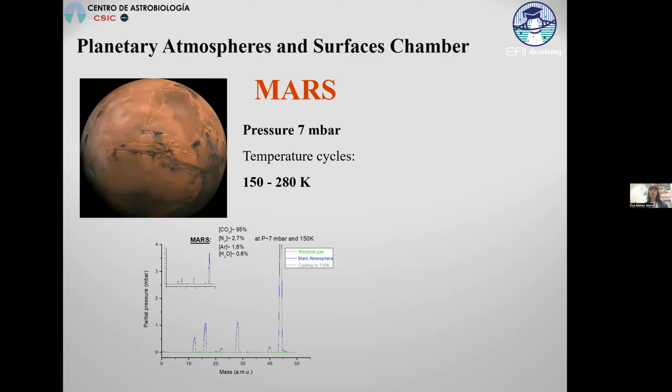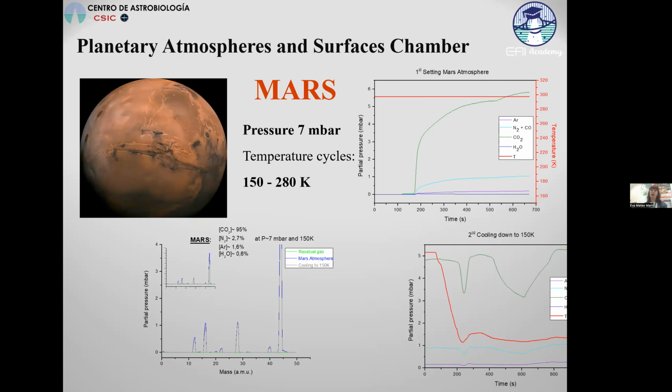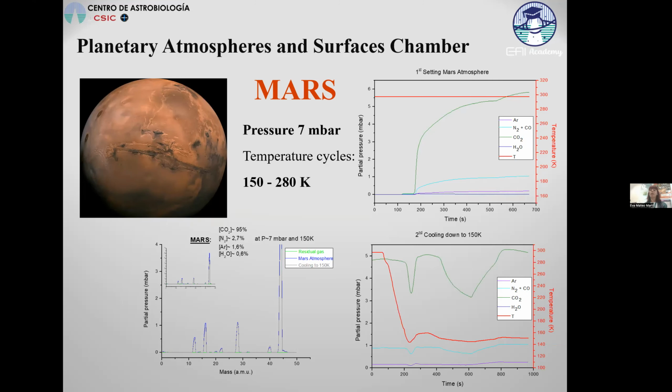In order to test our chamber, we simulated different conditions. Our upper limit is 7 millibars, the Mars conditions. Here we can see a plot from the mass spectrometer monitoring the different gas compositions. In the first step, we set up the Mars atmosphere, and the second step is cooling down to 150 Kelvin. We can also do some temperature cycles between 150 and 280 Kelvin. So that is our upper limit.